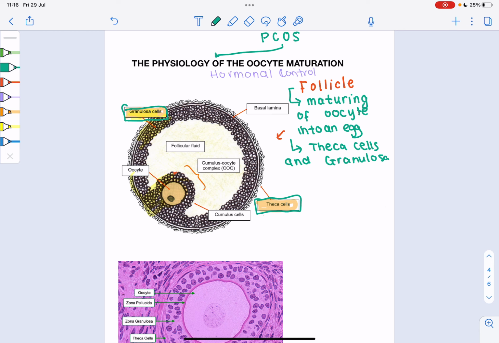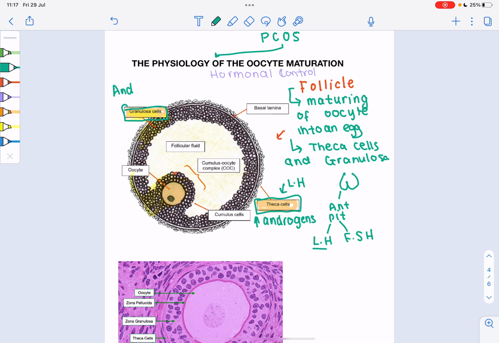So here's the anterior pituitary. The anterior pituitary releases two hormones, luteinizing hormone and FSH. Luteinizing hormone comes and acts on the theca cell, and it allows the theca cell to release androgens. These androgens will then go over to your granulosa cells, and here the androgens are going to be converted into estrogen. So these are the two important pathways that help for the maturation of the ovum.